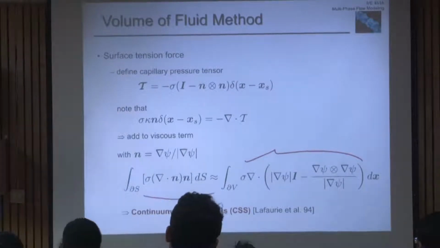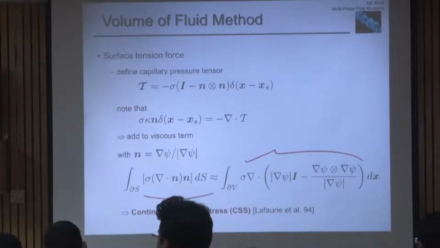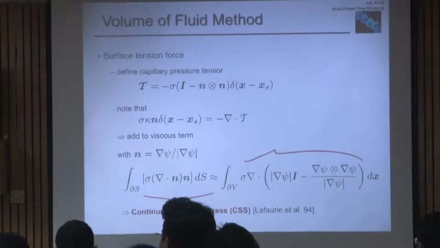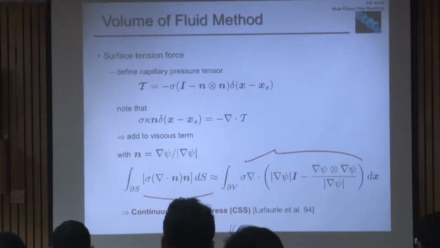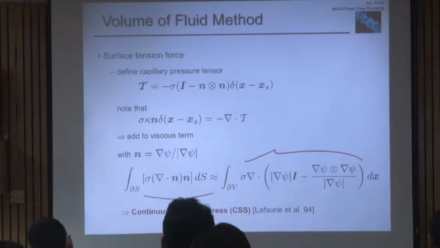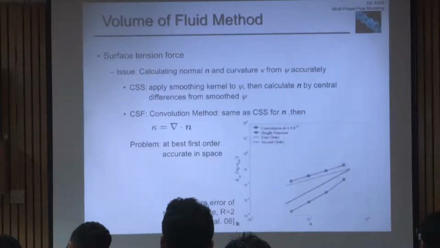If you have the volume fraction, if you have a heaviside, then computing the gradient of that heaviside can give you access to a normal vector, which can be used to generate surface stress, or it can be used to generate a curvature and then be used in the calculation of a surface force. So CSS versus CSF is really what we're talking about here.